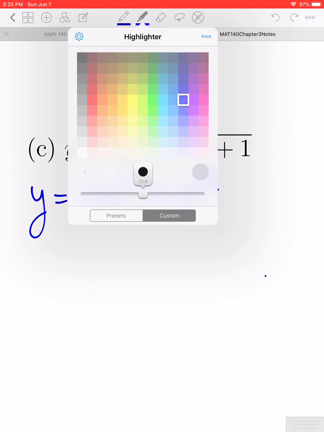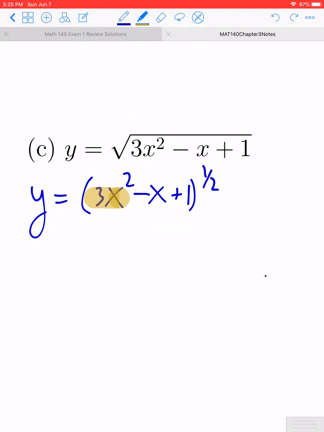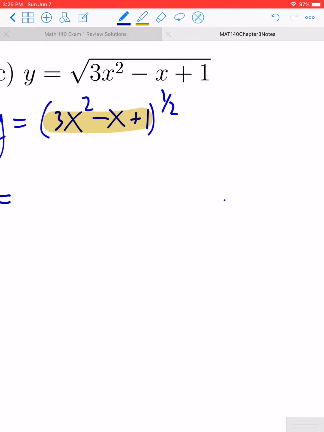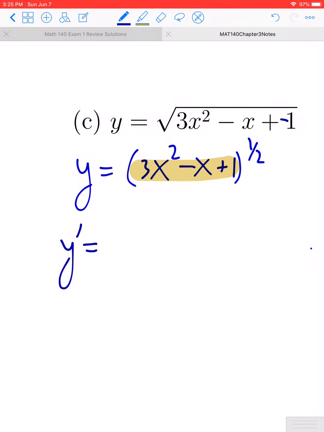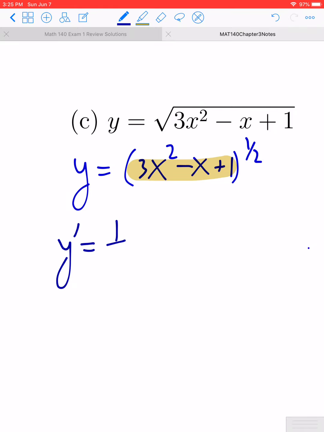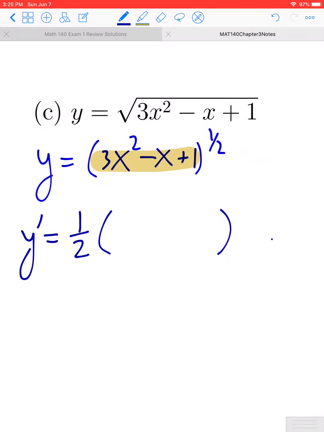So if you look at what's on the inside, the inner function is 3x squared minus x plus 1, and the outer function looks like something to the 1 half power. We're going to take the chain rule of this. So we begin by doing the derivative of the outermost function. To differentiate something to the 1 half power, we bring the 1 half down. We need to reduce the power by 1. 1 half minus 1 is negative 1 half.